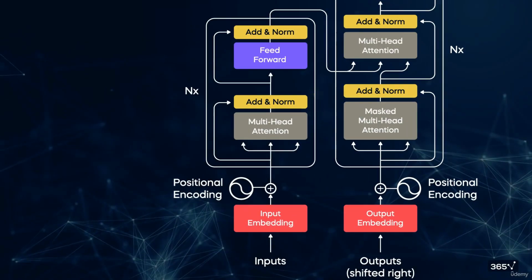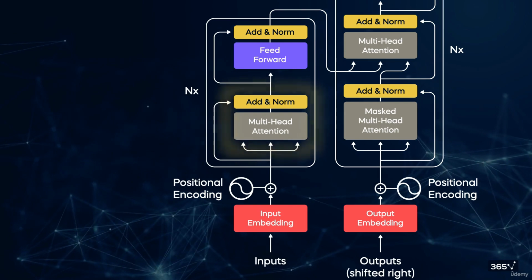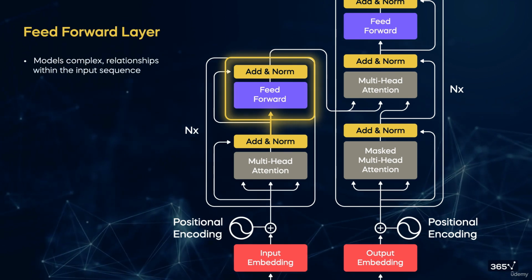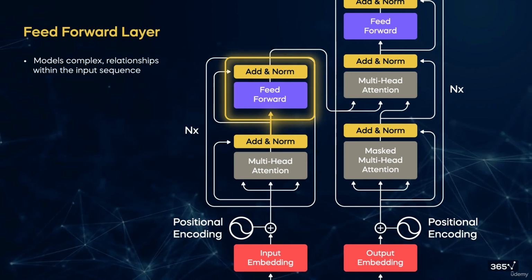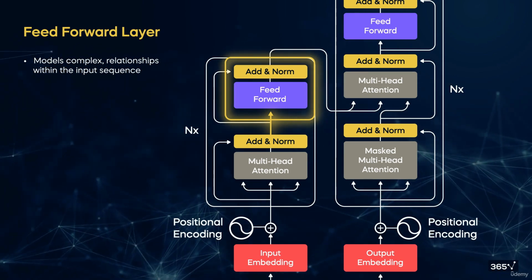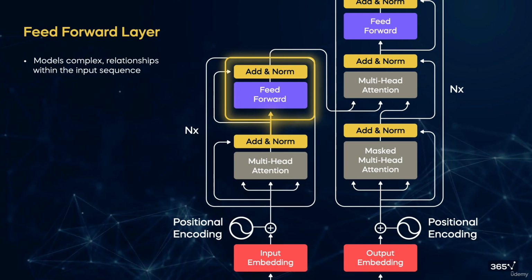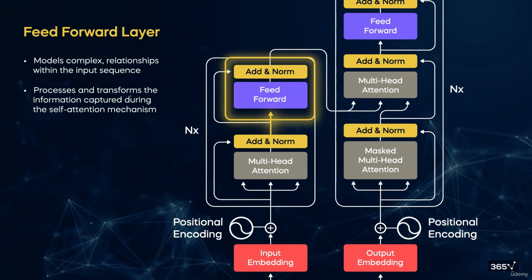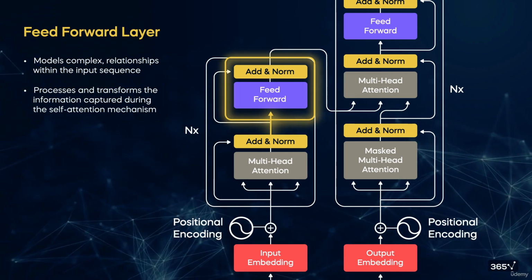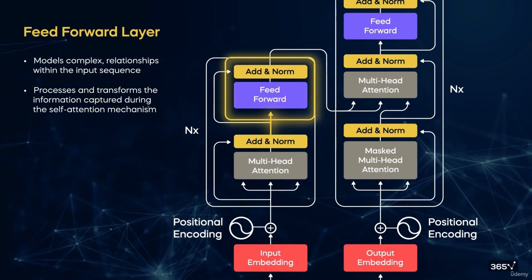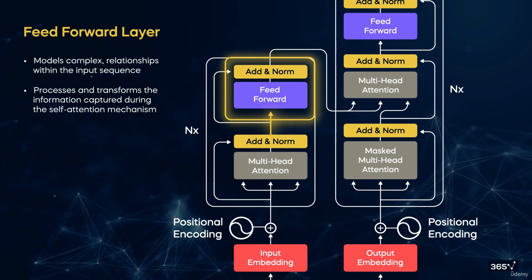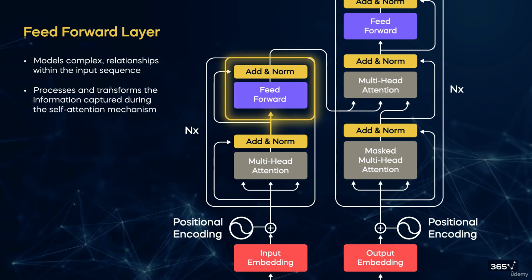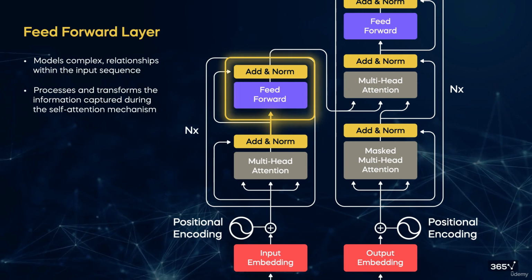After the multi-headed attention mechanism, the output is passed through a feed-forward neural network. The feed-forward network learns to capture and model complex, nonlinear relationships within the input sequence. The feed-forward layer in the transformer encoder block is a key component responsible for processing and transforming the information captured during the self-attention mechanism. It's designed to enhance the model's ability to capture complex patterns and relationships within the input sequence. Let's break down what actually happens in this feed-forward layer.